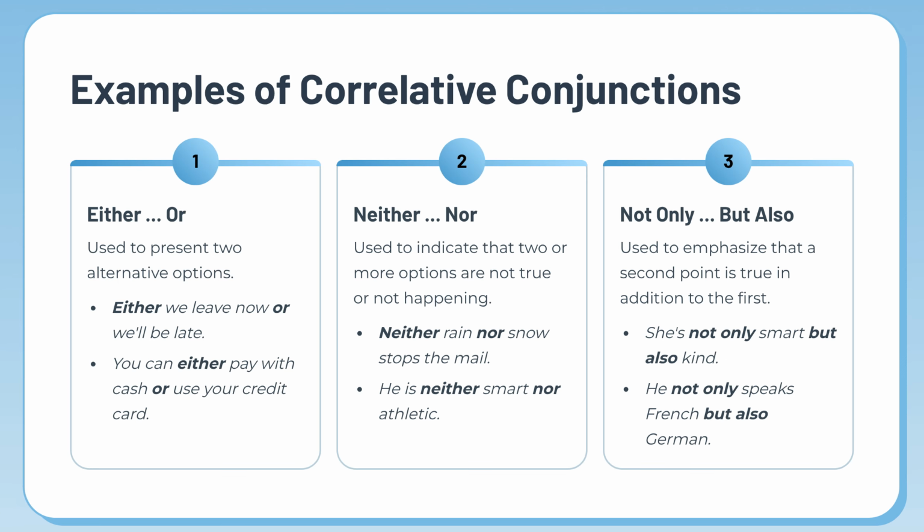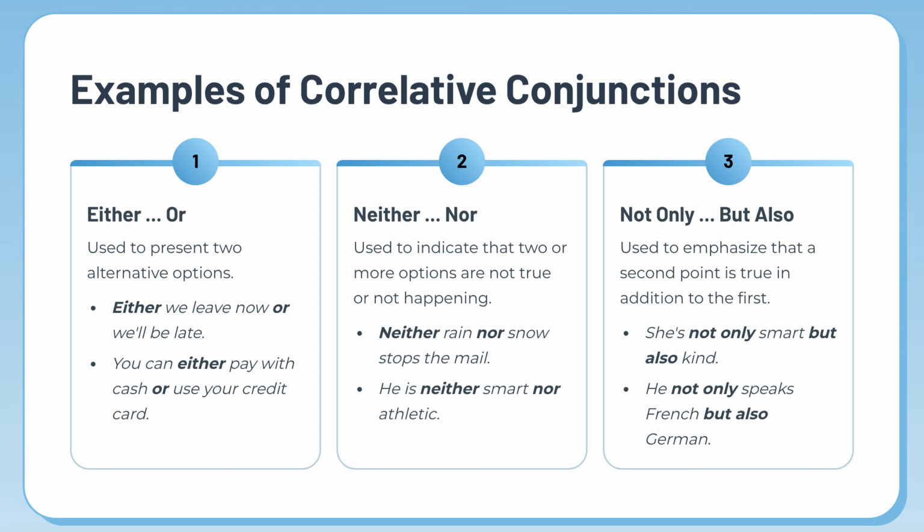Let's look at some common examples. The first pair is either, or. We use this when we're choosing between two options. Either we leave now or we'll be late. You can either pay with cash or use your credit card.